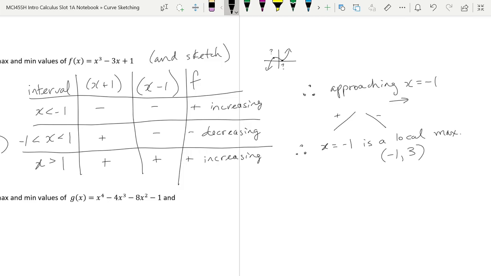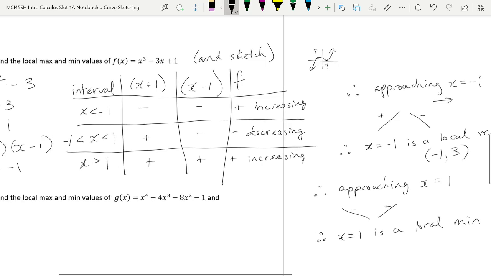And the other conclusion we can make is that when x is approaching 1, we are decreasing as I come at it from the left, but then I'm increasing when I leave it heading right. So therefore, x equals 1 is a local minimum. Now, how do I know whether or not they're absolute maximums or minimums?